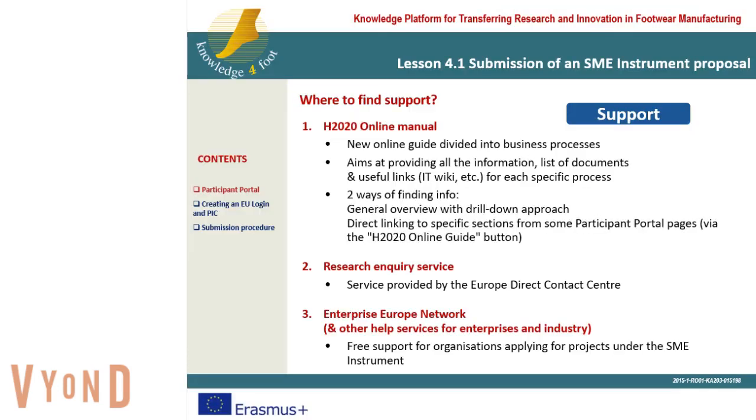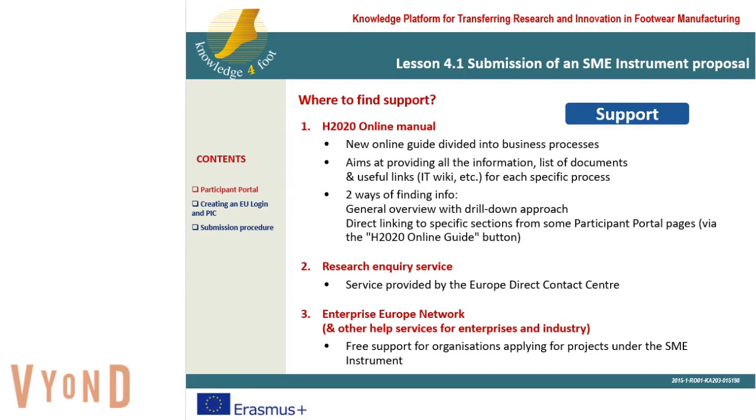Where to find support. The Support tab includes the following sections. 1. H2020 Online Manual. New online guide divided into business processes. Aims at providing all the information, list of documents and useful links, IT wiki, etc., for each specific process. 2 ways of finding info: general overview with drill-down approach. Direct linking to specific sections from some participant portal pages, via the H2020 online guide button.